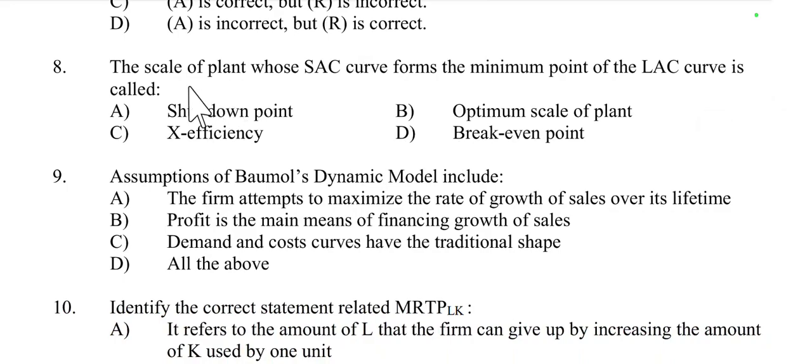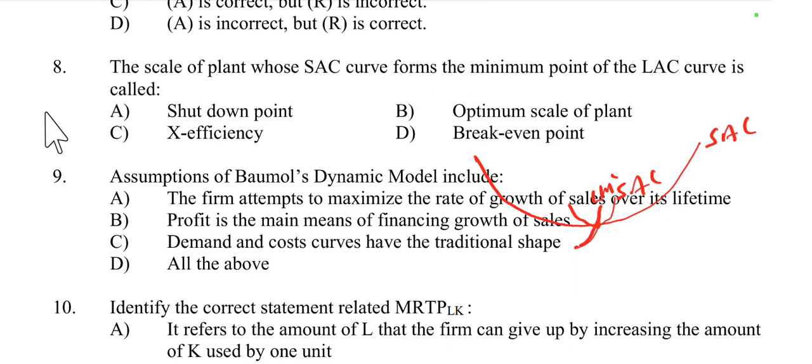Then question number 8, the scale of plant whose SAC, short run average cost curve, forms the minimum point of the LAC curve is called what? So the SAC curve forms the minimum point of the LAC curve. This is the LMC curve. Is it called the shutdown point? No, this is not the shutdown point.